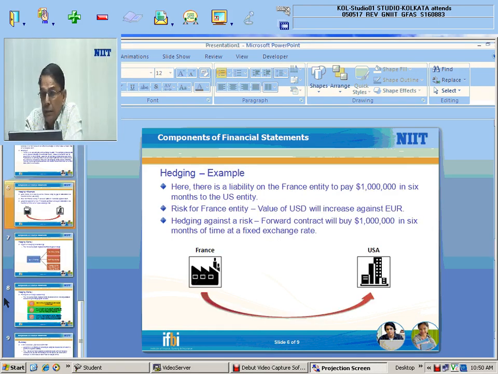Another example you can look at. Here there is a liability on the entity in France to pay 1 million US dollar in 6 months to the US entity.